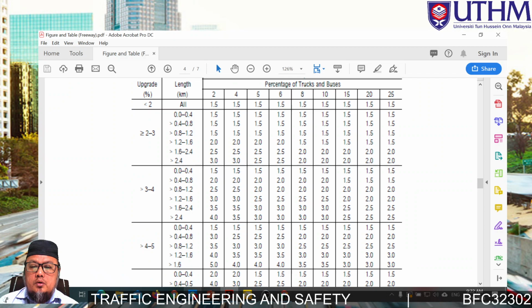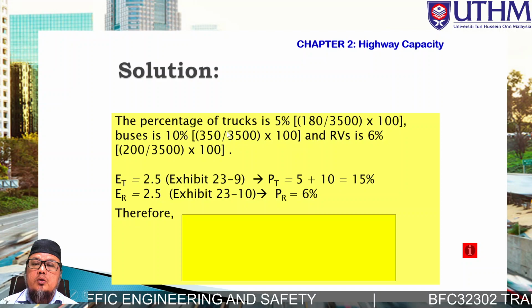Okay, back to this exercise. First we have to calculate the percentage. We have total vehicles 3,500. For the truck 180, and for the bus 350. So here we can combine truck and bus as one category of heavy vehicle, and the other one is recreational vehicles, which is 200. So if you refer to this particular table, for the bus and the truck it is 15%, and RV is 6%.